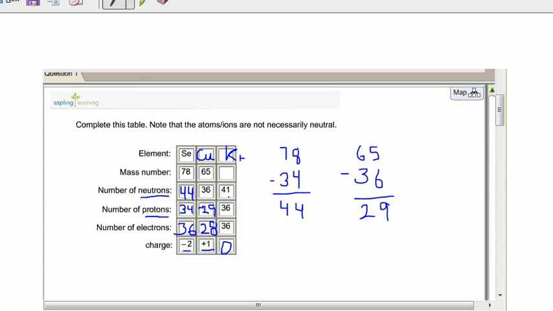So it's going to be krypton, and my mass number is just going to be the sum of my neutrons and protons. That's what a mass number is. So that mass number is going to be 77. Now that's how you fill out this table.